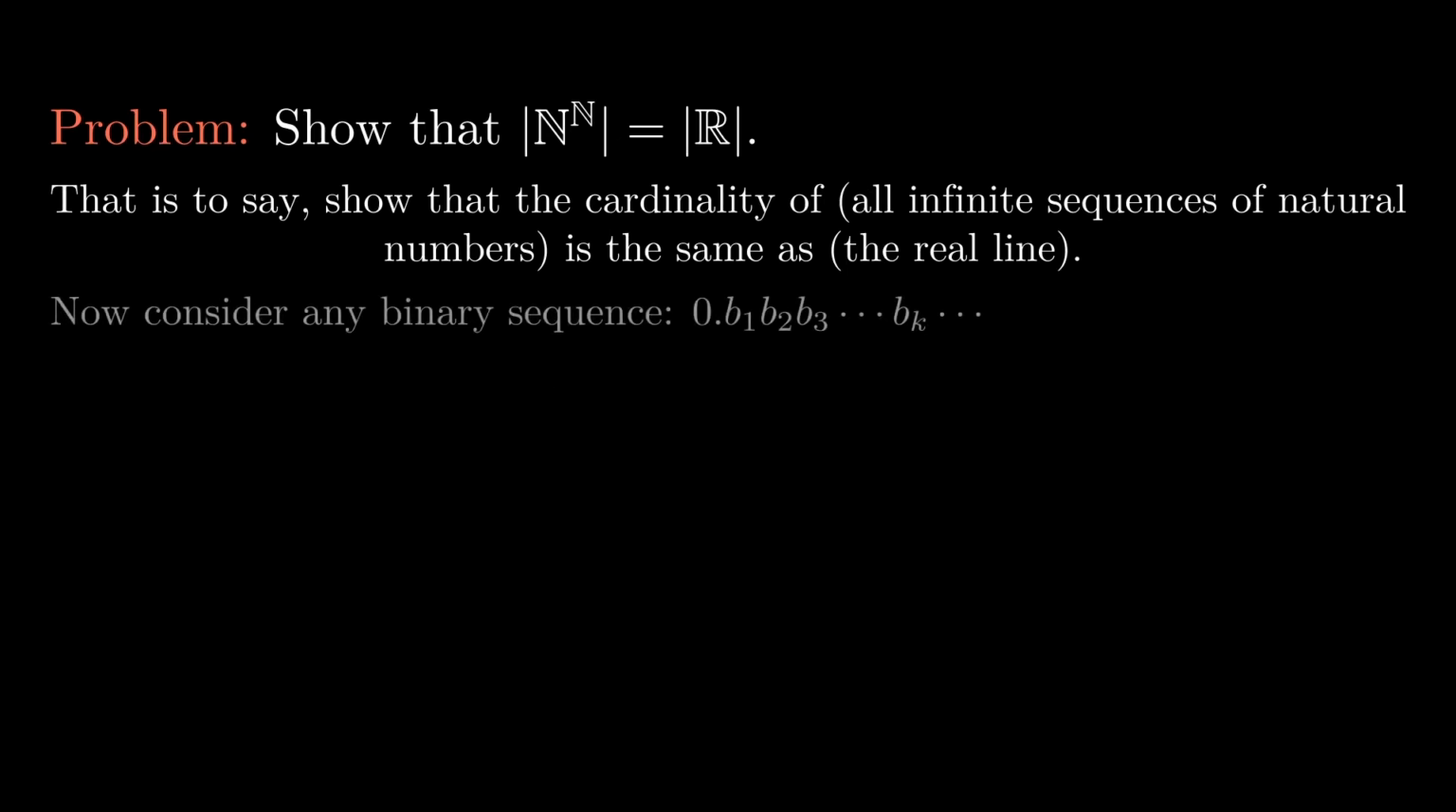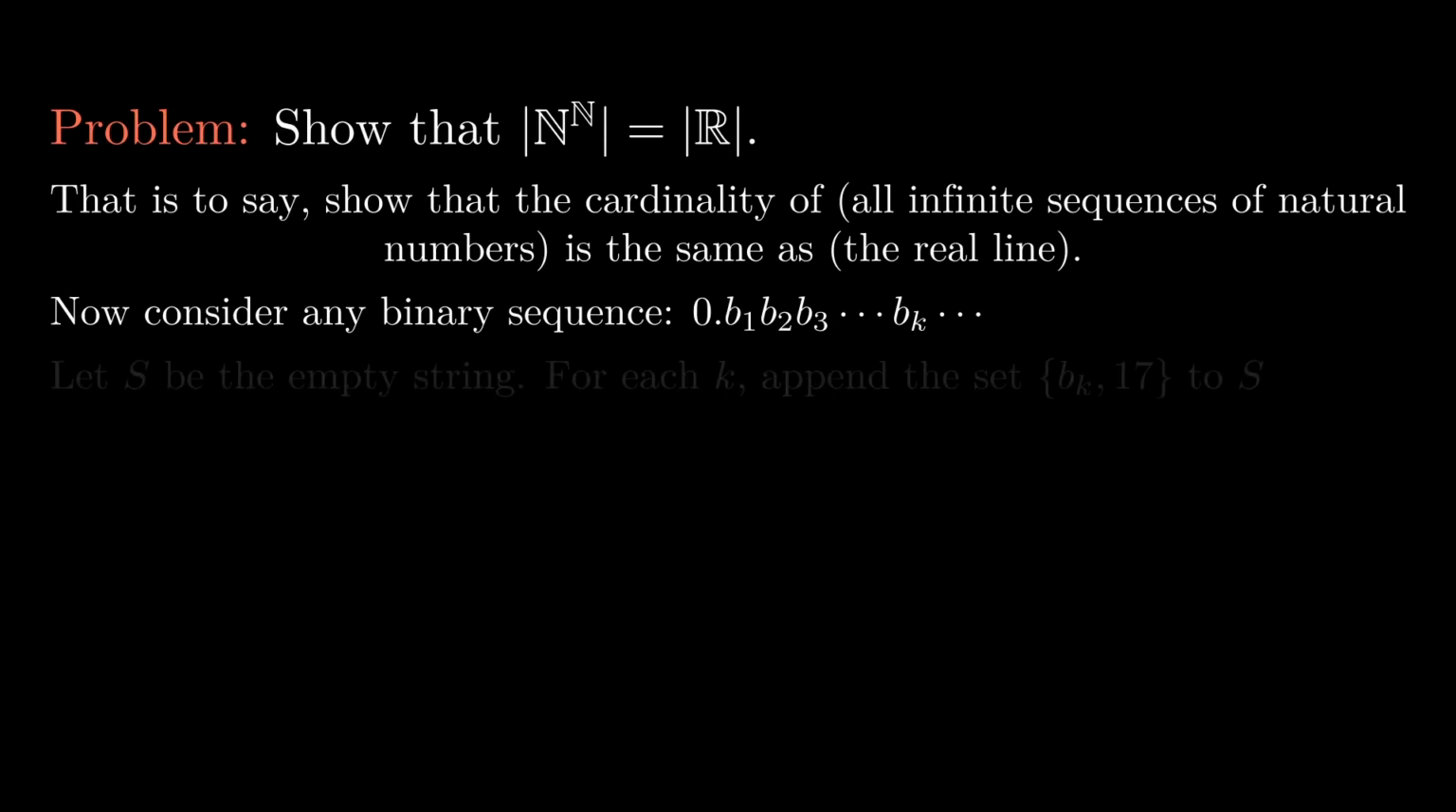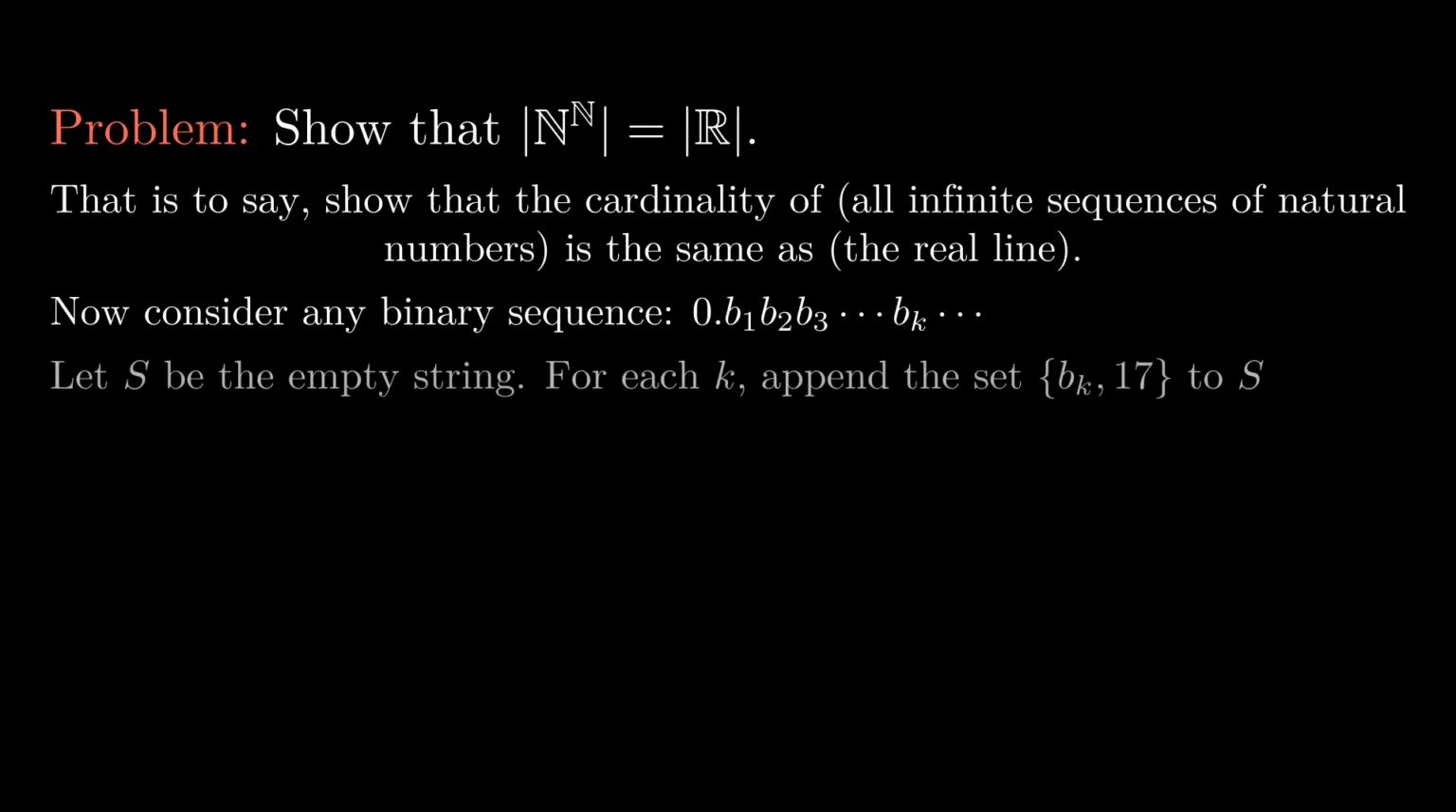Let us imagine any binary sequence. So 0, point, b1, b2, b3, all the way to bk, keep going, where these are zeros or ones. Now let's start off by letting S be the empty string, and for every k, what we're going to do is append bk, 17. And what we're saying is, every time there's a binary digit of 0, we put 017 at the end of our string. Whenever there is a 1, we put 117 in our string.